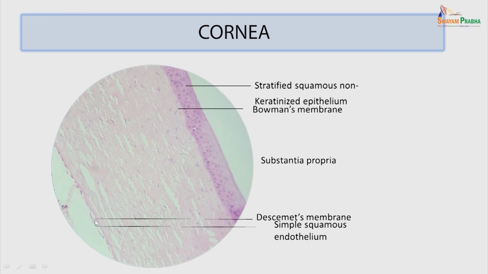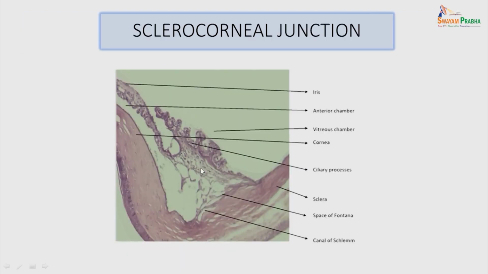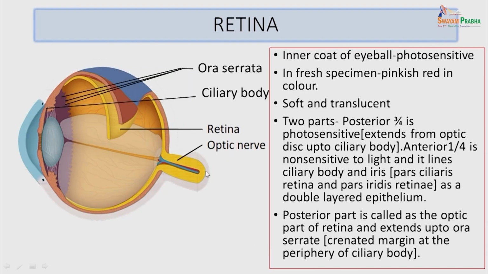Next to that is the Descemet's membrane and the posterior epithelium, that is a simple squamous endothelium of the cornea. This is the microscopic appearance of the sclerocorneal junction, and we can identify the sclera and the cornea. Here is the canal, sinus venosus sclerae or canal of Schlemm, which is lined by endothelium.